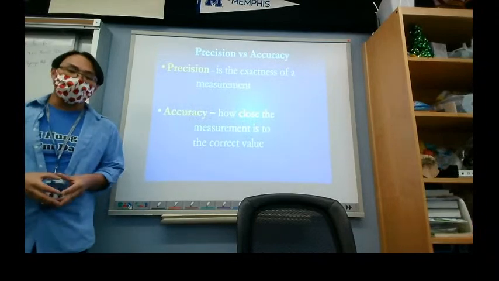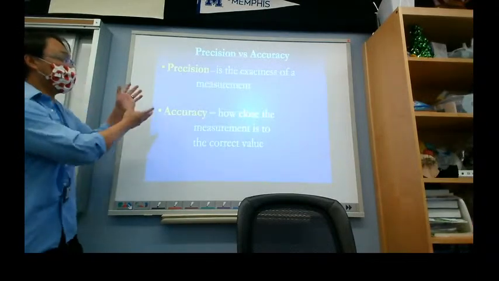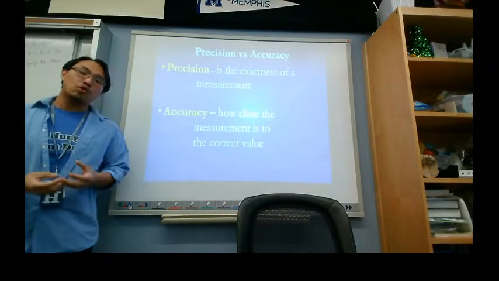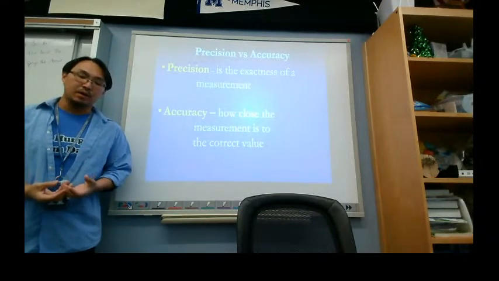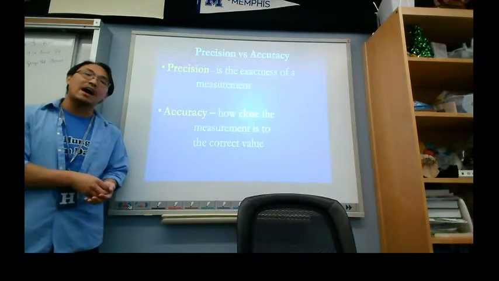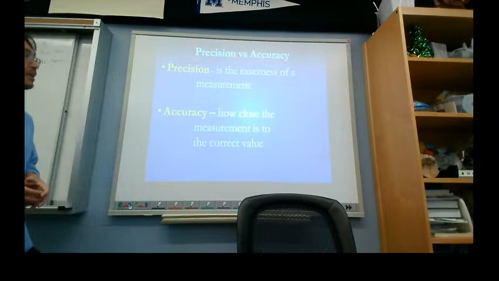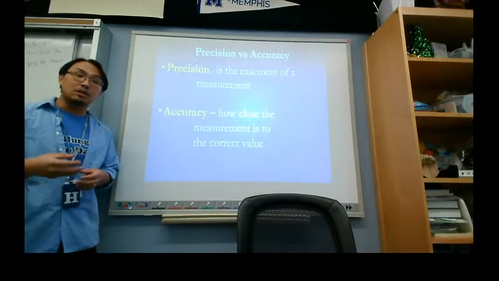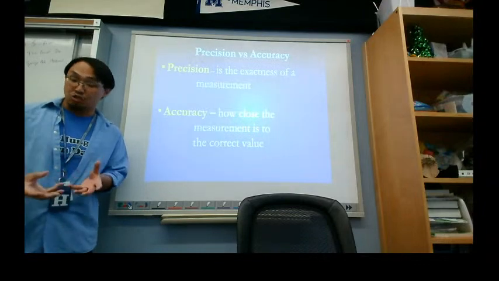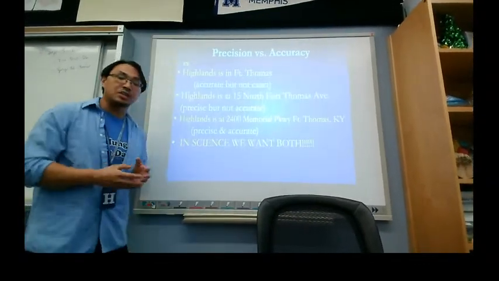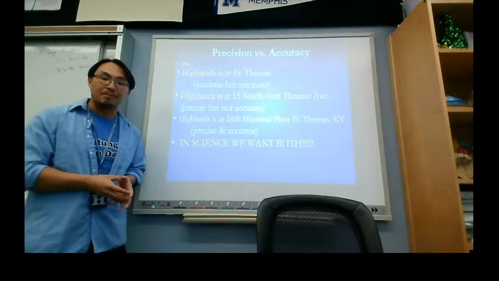Okay, so what we did is essentially what these two words represent, precision and accuracy. We were trying to get the exactness of a measurement, and not only that, but we're also trying to get the closest correct value. Depending on how accurate or how precise you need to be is going to depend on your instrument. So I'm going to explain the difference between precision and accuracy using an example.